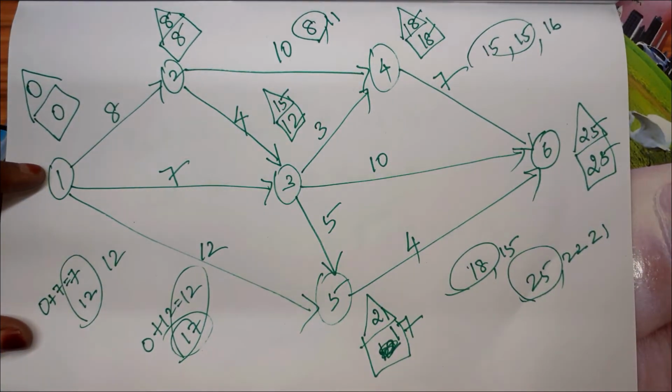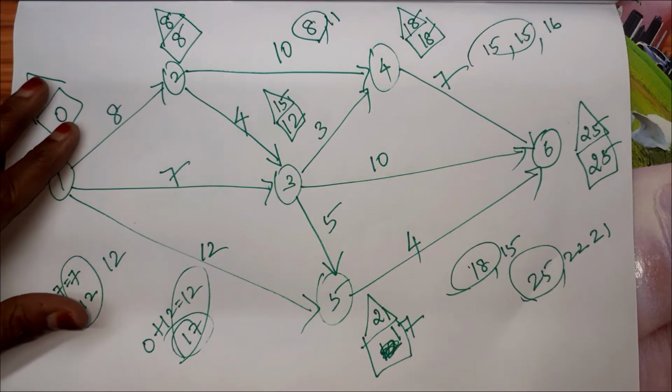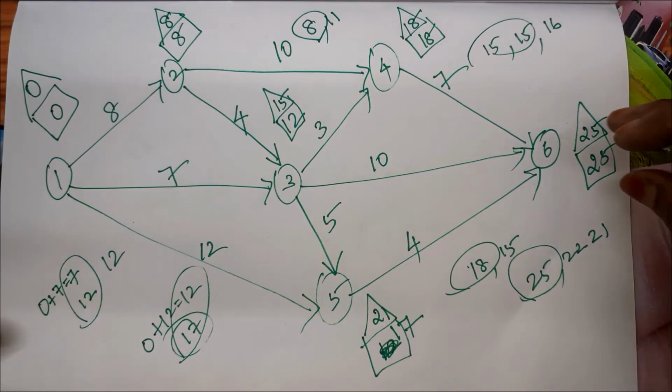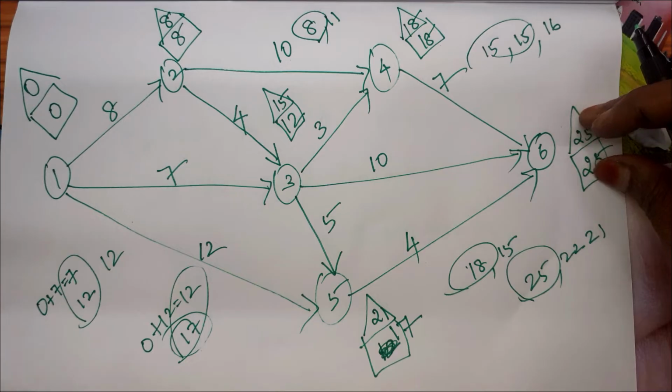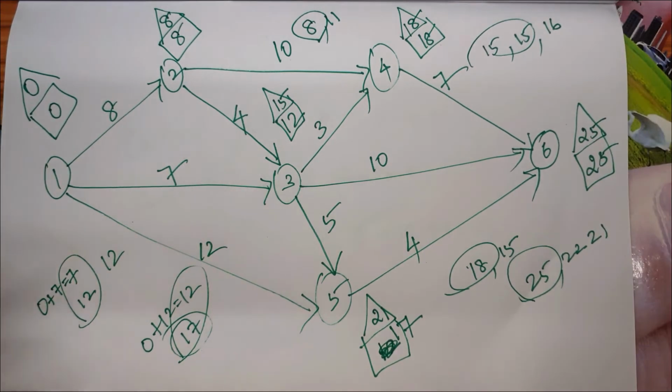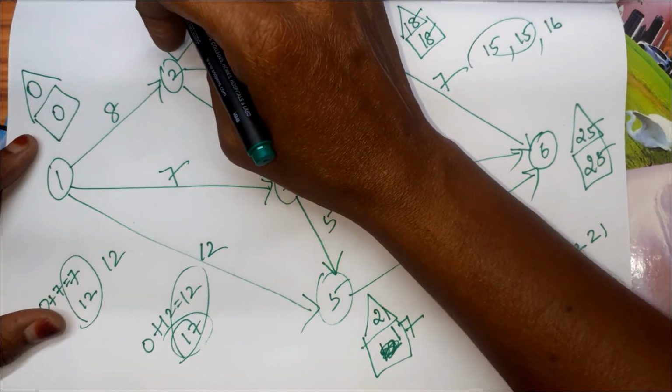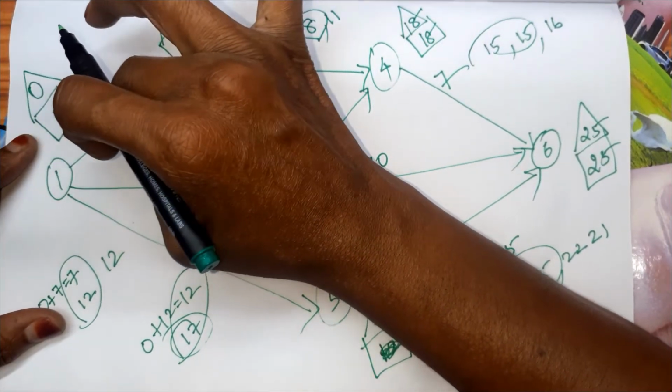Okay, is it clear? So already I told you these two values should be the same, 0. These two should be the same, 25. Now how to find the activities are critical. Already I told you this triangle value minus square value minus duration.